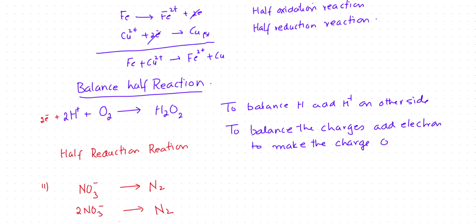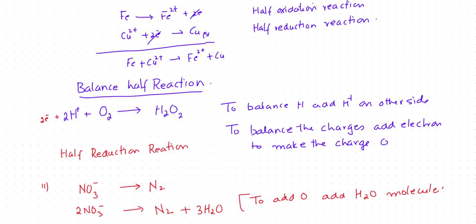Now three oxygens are there. To add oxygen, add H2O molecules. So here three oxygens are there. We want to add three oxygens on the right side. So we add three water molecules, 3H2O. Because the reaction is taking place in aqueous solution, so there is water molecule, so we add 3H2O. When we add 3H2O, three oxygens are balanced.